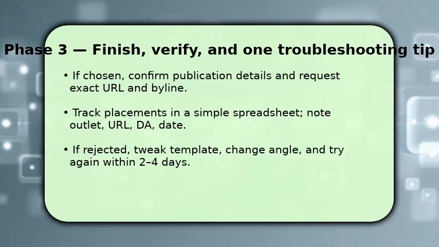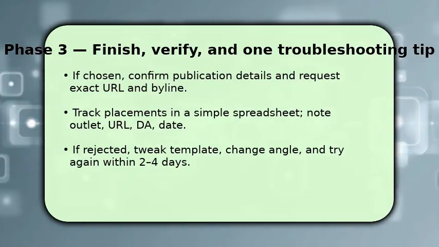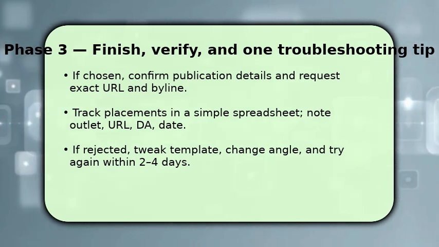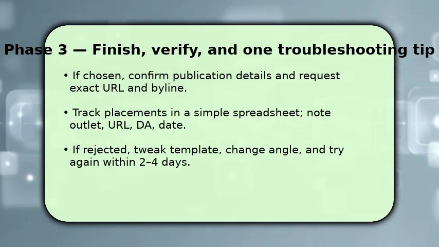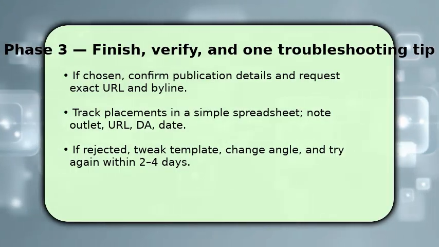You close the loop by confirming details once an editor shows interest. Ask for publication date, exact URL, and preferred byline format. After publication, record the placement in a spreadsheet: outlet name, URL, domain authority, and date, so you can measure ROI.